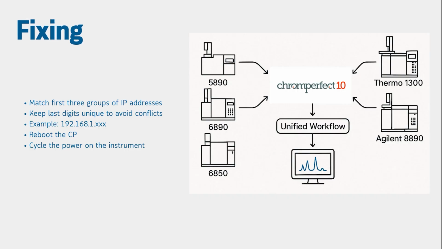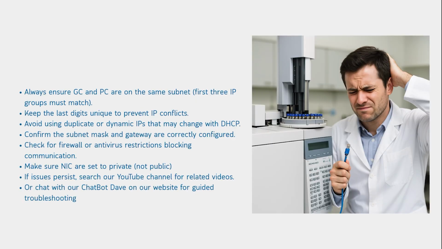Fixing the problem. To resolve this issue, update either your GC or your computer so both share the same network range, for example, both starting with 192.168.1. This adjustment is normally made by your local IT team. Once corrected, Chromperfect should connect and run without further errors. However, as we have already discussed, if you still experience problems, first restart the computer and power cycle the instrument to ensure the old settings are updated.